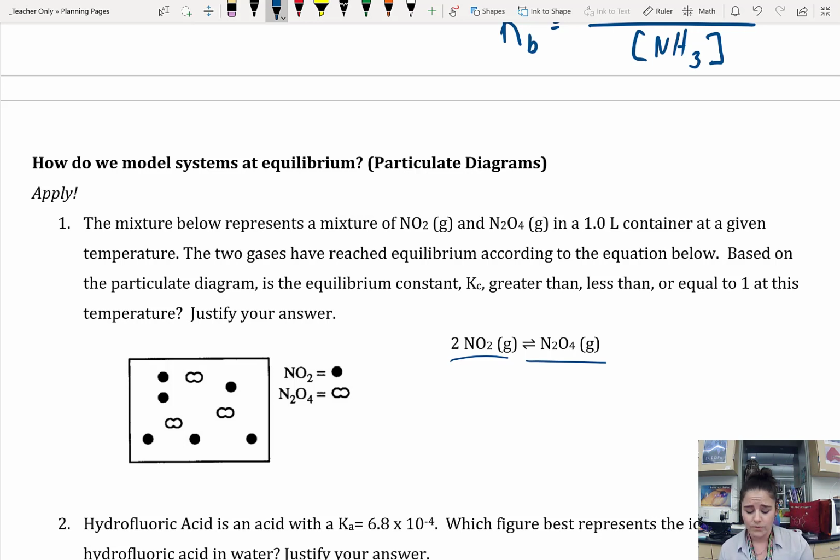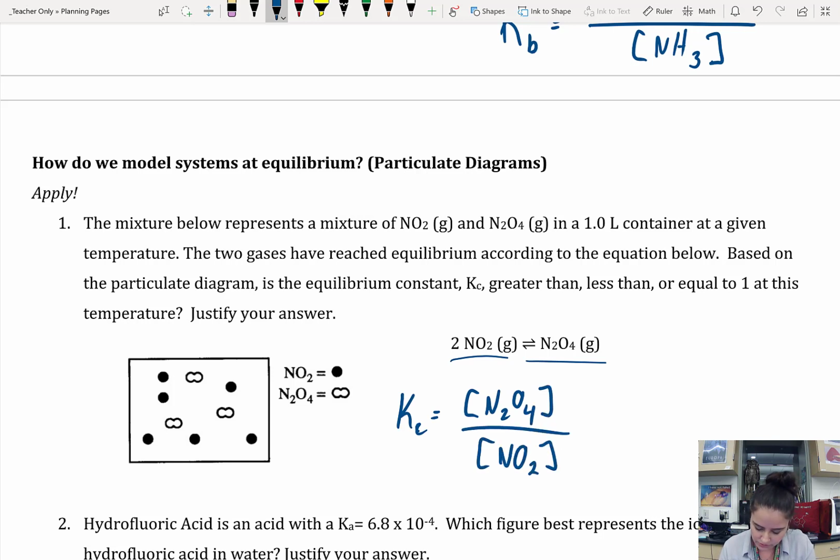Okay, so for this, we do need to understand what the equilibrium expression would be. It would be the concentration of N2O4 over the concentration of NO2 squared, because we got that 2 there. And there's a couple different ways we can figure out if this is going to be greater than or less than or equal to 1. First, we could just count the particles.